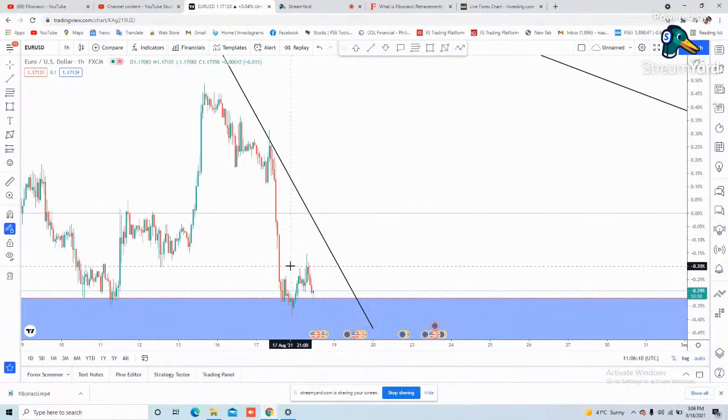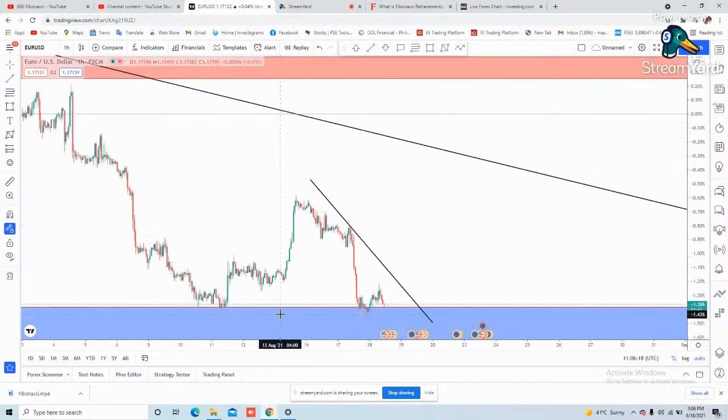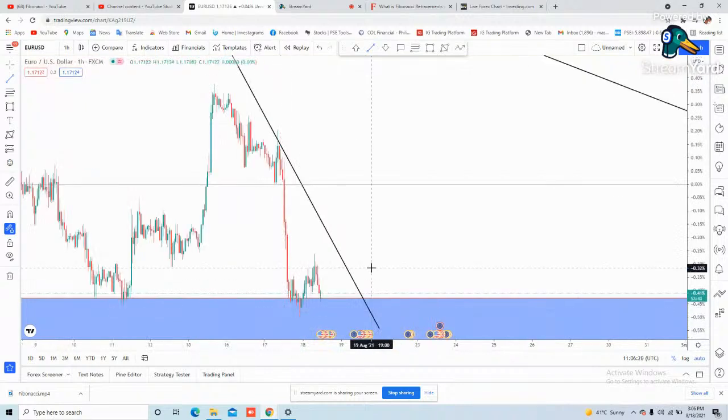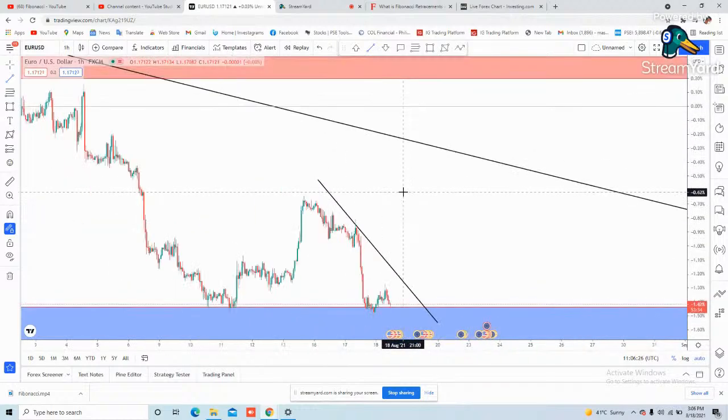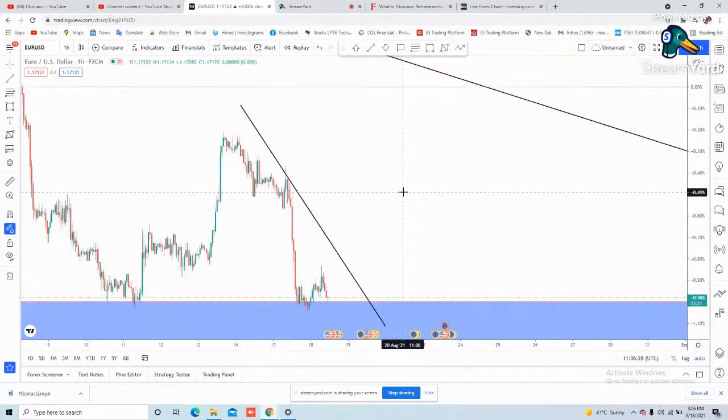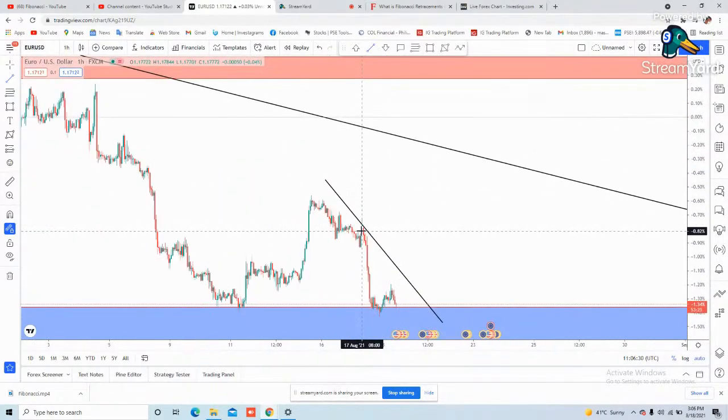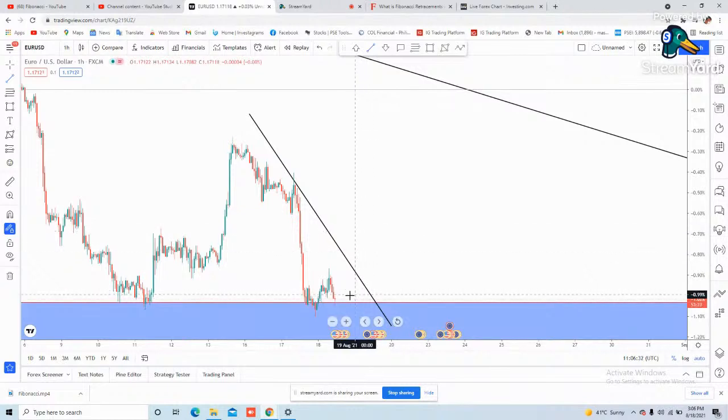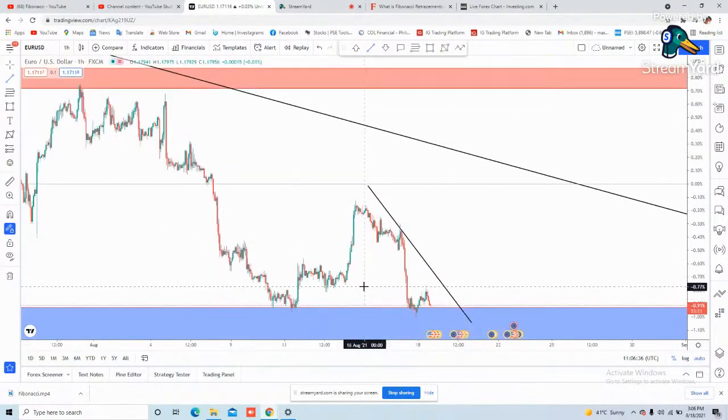This is the support area of weekly and the daily. So as long as this trend line doesn't break out, I will not gonna enter this trade for a long position. It needs to break this trend line in a 1 hour time frame.